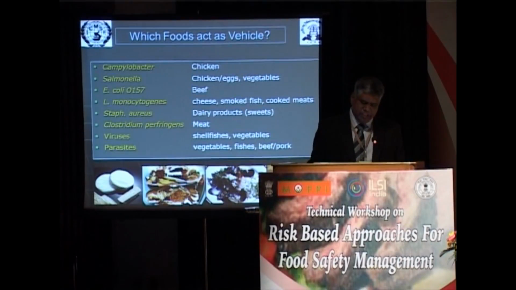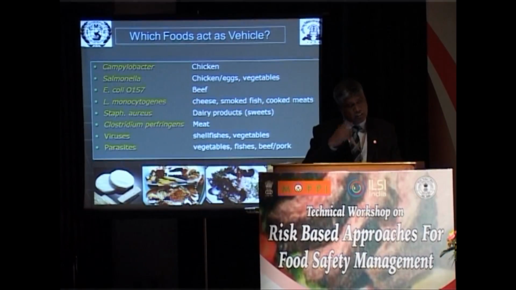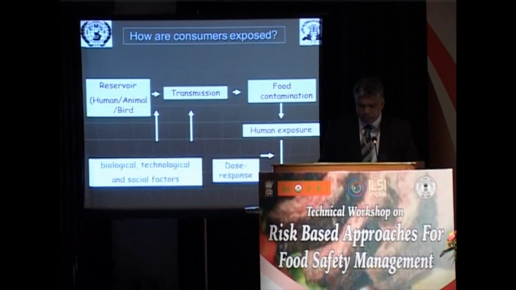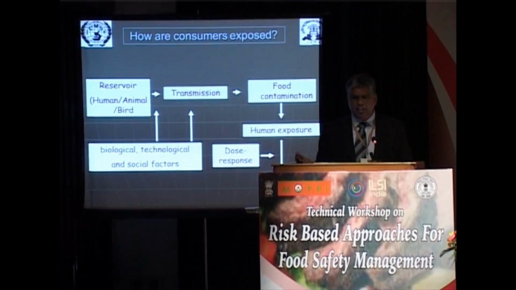So in the Indian context, although we have scattered information about some associations, systematic studies and systematic data collection and analysis have not been done, and we need to identify these important pathogen-commodity combinations. How do we get infection? Humans, animals, birds, they act as a reservoir.